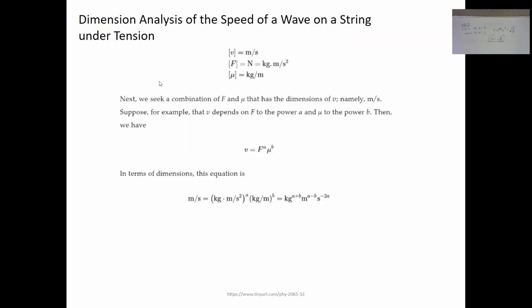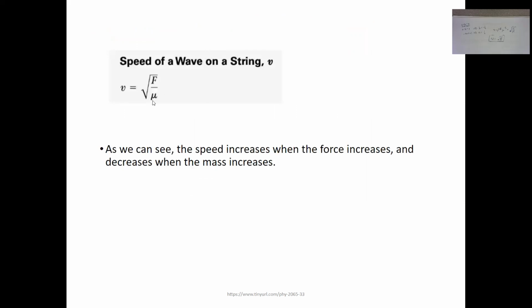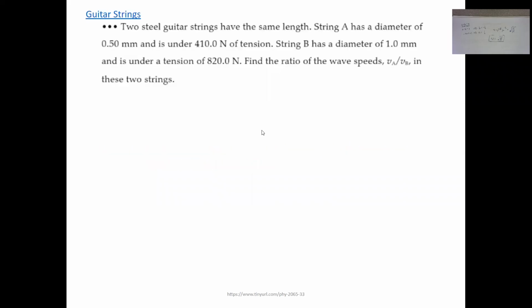Okay, so then the result is V equals the square root of F, the tension in the string, over mu, the linear mass density. Okay, let's take a look at one example here. So this one says you have two guitar strings made of steel, with the same length. String A has a diameter of 0.50 millimeter and is under 410.0 newtons tension. String B has a diameter of 1.0 millimeter and is under a tension of 820.0 newtons. Find the ratio of wave speeds, VA over VB, in these two strings.